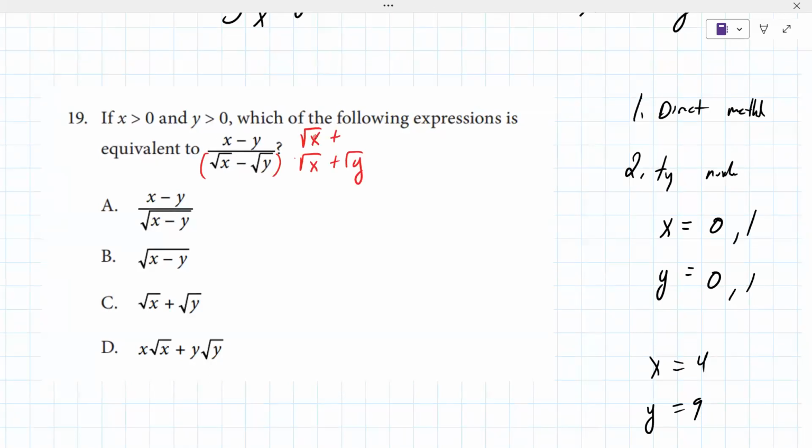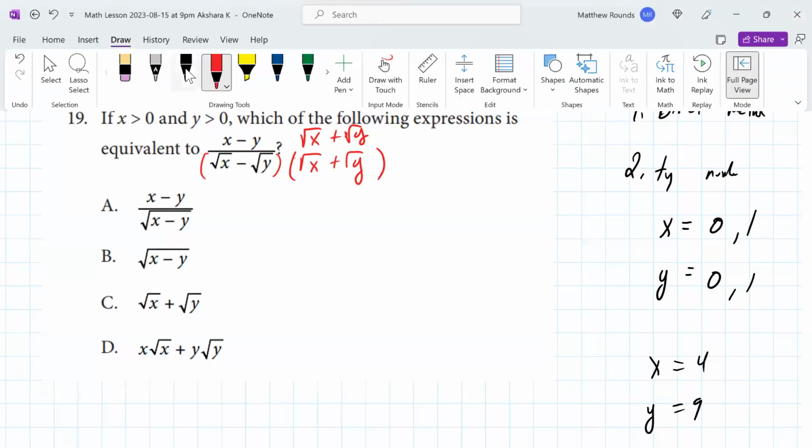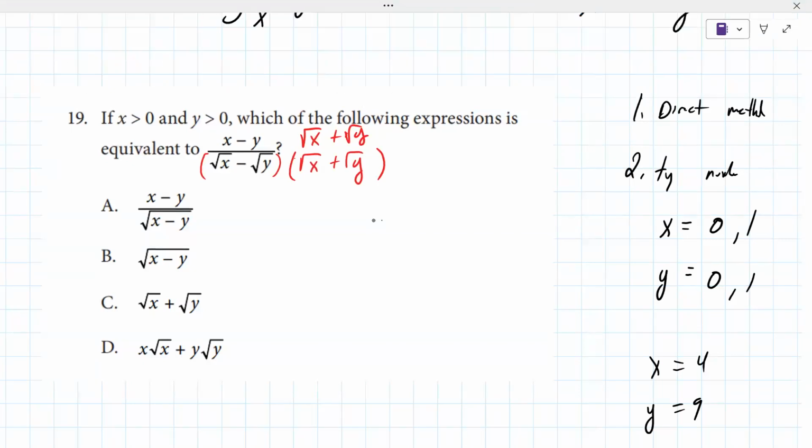And so that's the problem with the direct method. If you don't know how to do the direct method, yeah, it's bad. If you don't know what to do, you are left with only trying numbers. So on the bottom, it's a minus b, a plus b, and that always becomes a squared minus b squared.